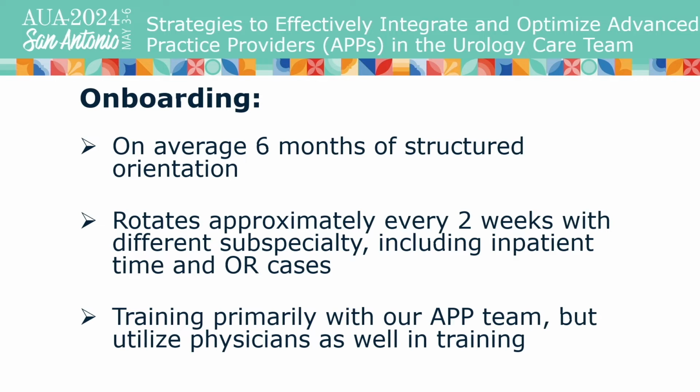So 6 months on average, though that obviously varies. We get a lot of new grads. We do have an NP school as part of the institution, and a lot of PA programs around us. So we have a lot of new grads that we're orienting, and those take longer, somewhere around 6 months. Obviously, if they have experience, it could be shorter. But with that, anytime someone comes in, we will expose them to all aspects of urology.